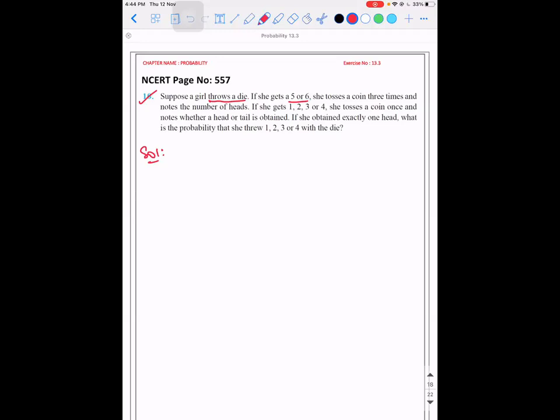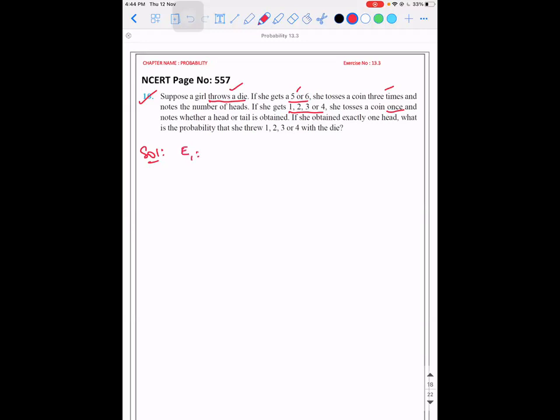So what is the girl doing? She's throwing a die. So if the die rolls out and shows 5 or 6, then what will she do? She will toss a coin 3 times and she will count the number of heads. If she gets 1, 2, 3, or 4, she tosses a coin only once and notes whether it is a head or tail. If she obtained exactly one head, what is the probability that she threw 1, 2, 3, or 4 with the die?